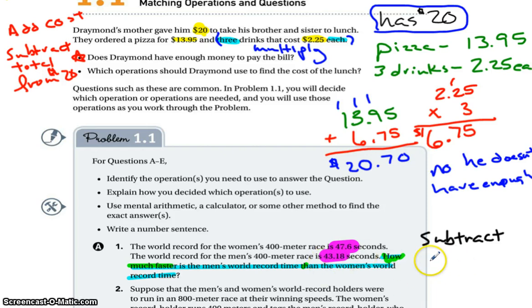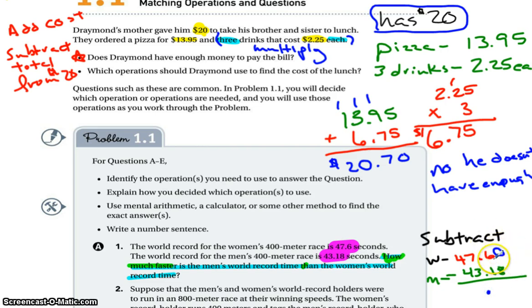I'm going to subtract the men's time from the women's time up here, which would be 47.6, minus 43.18. Now, as I'm subtracting, there's something I need over here. This 47.6 only has a number in the tenths place, so I have to add a 0 so that I have something to subtract this 8 from. And then we're going to subtract just like normal. First thing, since we have decimals, we're going to bring our decimal down. And then we're going to subtract just like normal.